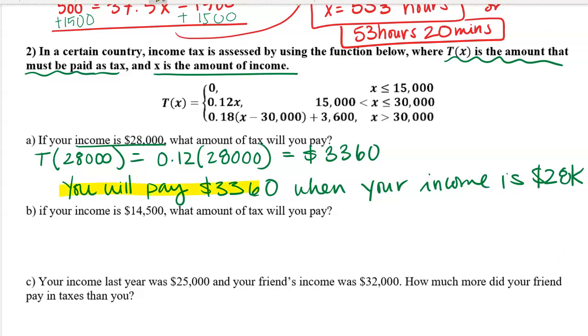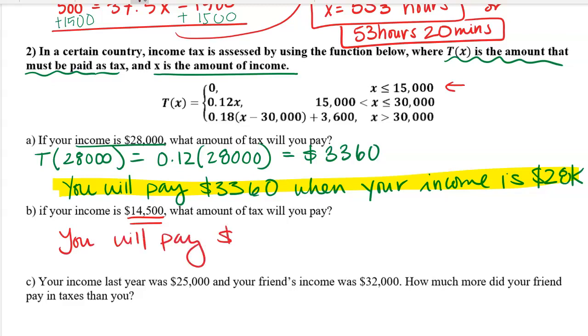K stands for what? Thousands, you're right. Okay. Zoe, help me read part B, please. Ooh, yeah. So Zoe, piece 1, piece 2, piece 3. Piece 1. Can you guys see that $14,500 is less than that? So you'll pay how much? You will pay how much money? 0. Okay. $0. Yep.